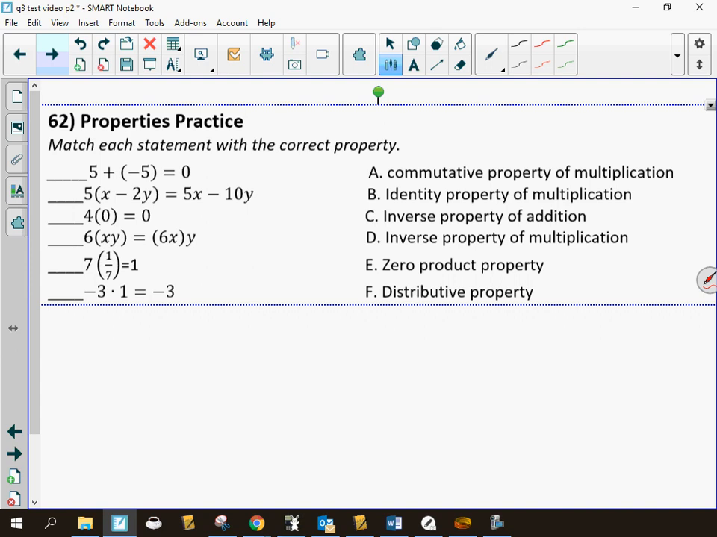All right, so our properties: -5 plus 5 equals 0 is the additive inverse property, or the inverse property of addition. This is the distributive property. This is the zero product property. Anything times 0 is 0, or if you multiply two numbers and get 0, then one of the numbers has to be 0. Here, the order doesn't change. What's inside the parentheses, or what's hanging out, is changed. So that should be the associative property of multiplication, which is not one of the choices here, but that's the associative property.